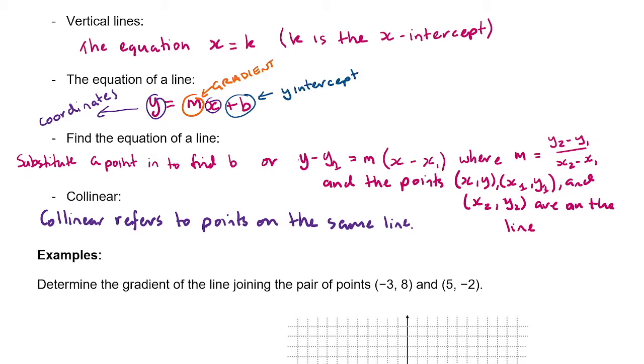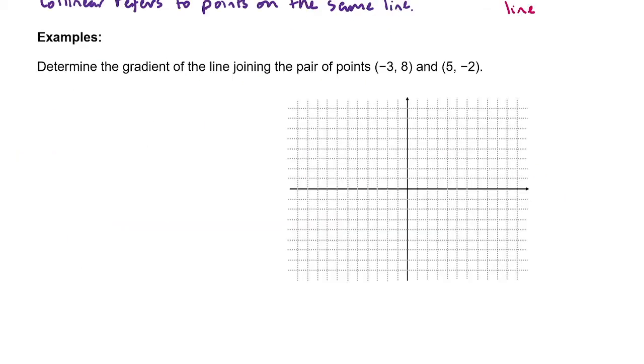That's the theory behind it introduced to you. Let's have a quick look at how it works in some examples. Here's our first example. We've got a pair of points, -3, 8, and 5, -2, and we need to know the gradient of the line that those points are on. We could do it one of two ways. We're going to show you both ways today. First of all, I'm just going to show you the algebraic way.